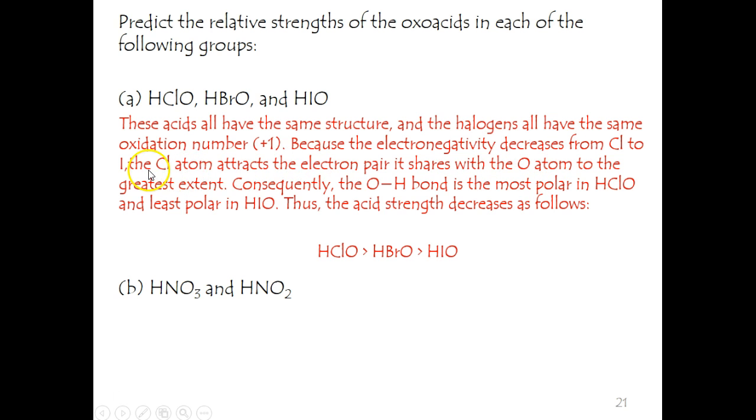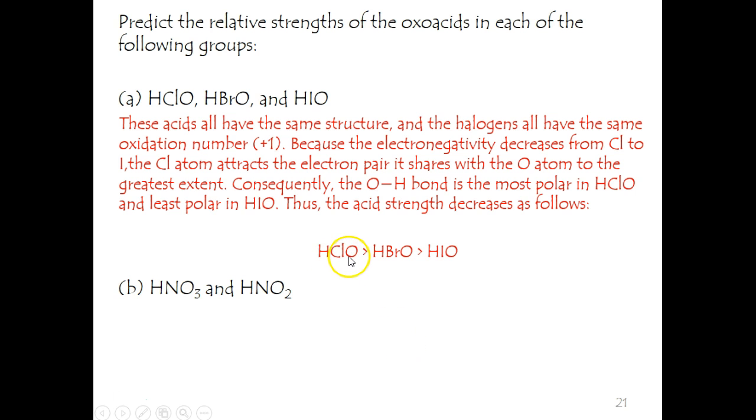That means the chlorine atom will be attracting the electron pair as it shares with oxygen to the greatest extent, and therefore things flip around. The O to H bond is the most polar in HClO and the least polar in HIO. So it follows the reverse order: chlorine is stronger, and bromine is stronger than iodine.